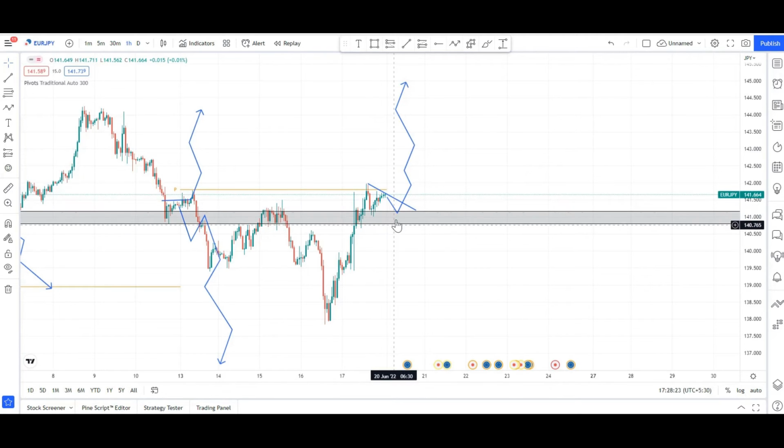If this consolidation breaks, you can expect huge upside momentum. You have to track this.